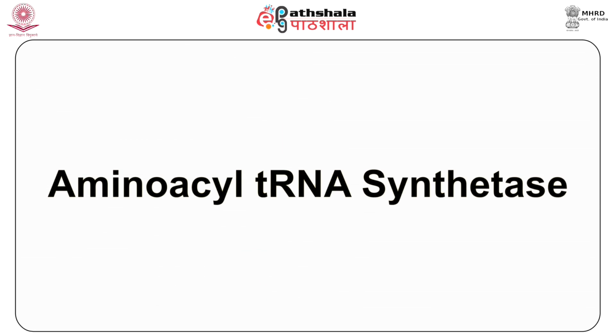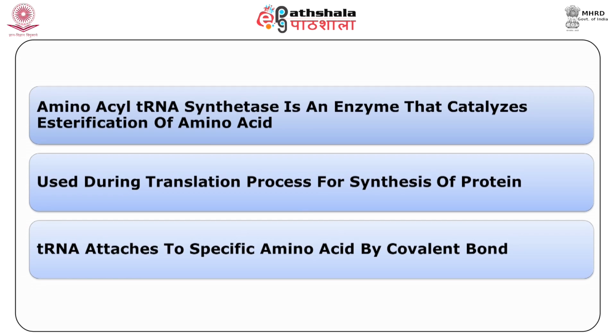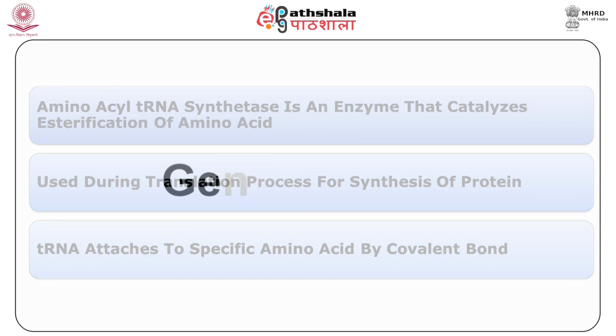Aminoacyl tRNA synthetase. Aminoacyl tRNA synthetase is an enzyme that catalyzes the esterification of amino acid. This enzyme is used during the translation process for the synthesis of proteins. tRNA attaches to a specific amino acid by a covalent bond through the aminoacyl tRNA synthetase enzyme.